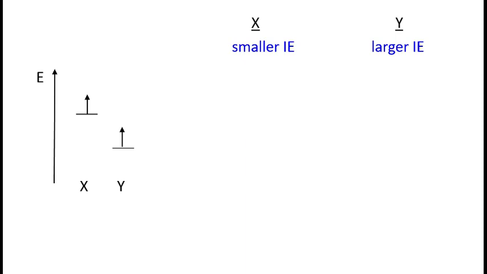Electron affinity is the energy change when an atom gains an electron. Since the open space on Y is at lower energy, the added electron will experience a larger energy change, and Y will have the larger electron affinity.